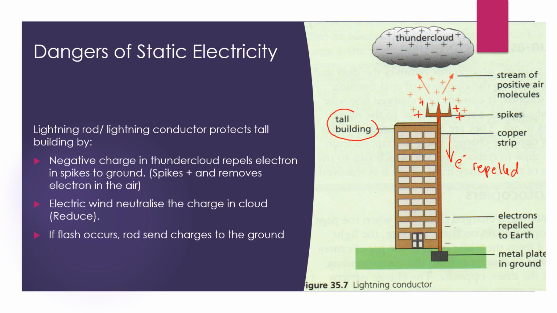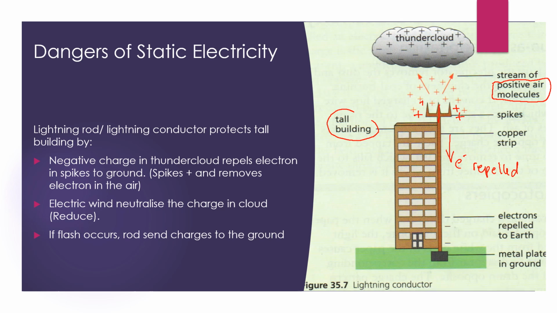Okay, so if the spike is positively charged, then the spike will attract the electrons in the air that surround the lightning rods. Because the lightning rods attract the electrons near the air, it creates positive air molecules. Because the air molecule and the lightning rod are equal in charge, of course they will repel, right?